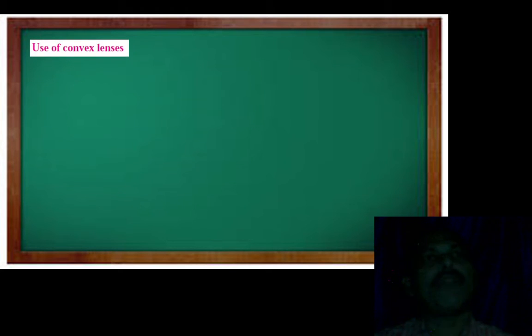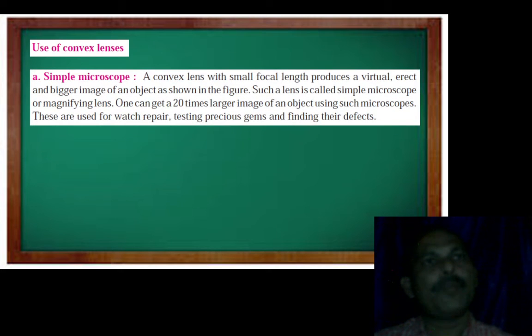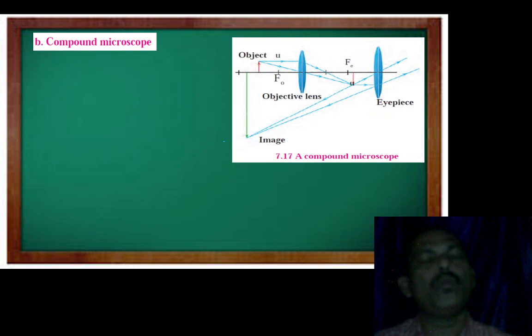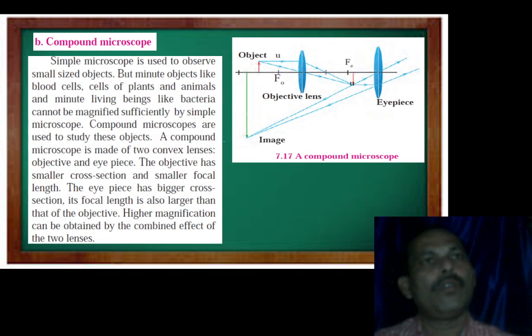The use of convex lens. In a simple microscope, we are using a convex lens for getting a 20 times larger image of an object. Here you will see the diagram of a simple microscope. In a compound microscope, two convex lenses are used for magnification of the image of the object.